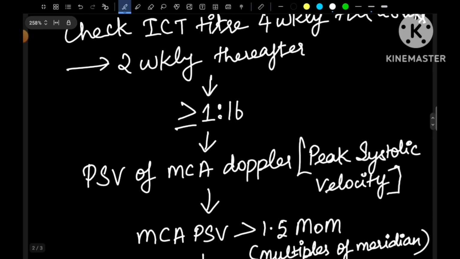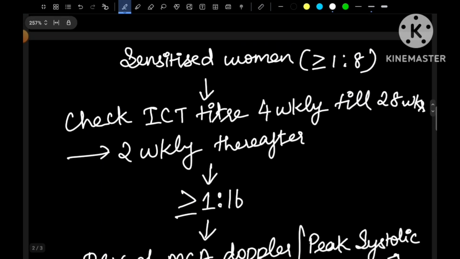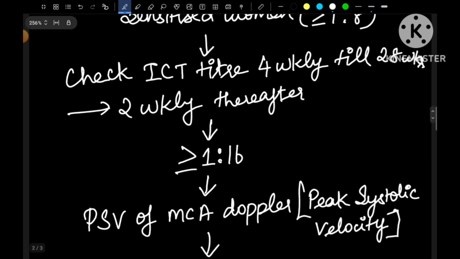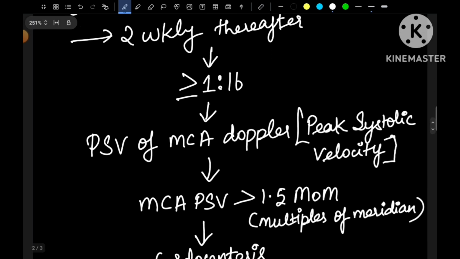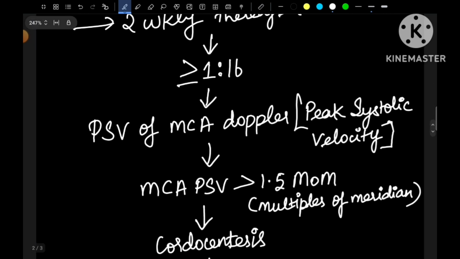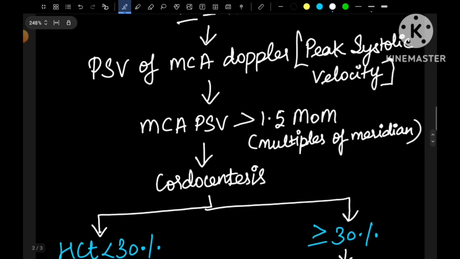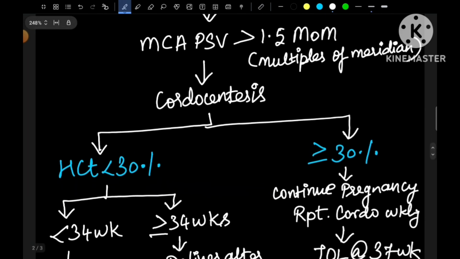So for a sensitized patient, we are going to check the titer. If it is more than equal to 1:8, check the ICT repeatedly, that is monthly. 4 weekly means monthly till 28 weeks, and thereafter you have to check 2 weekly. Okay, if it is more than equal to 1:16, you have to do PSV, that is peak systolic velocity of MCA Doppler. If it is more than 1.5 multiples of median, you have to see chordocentesis.